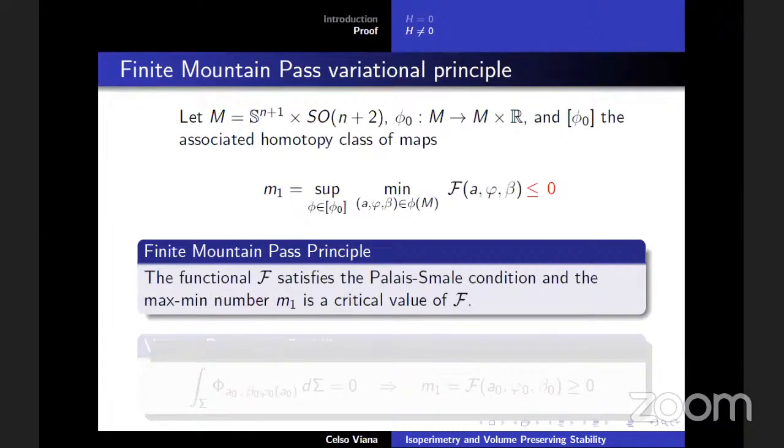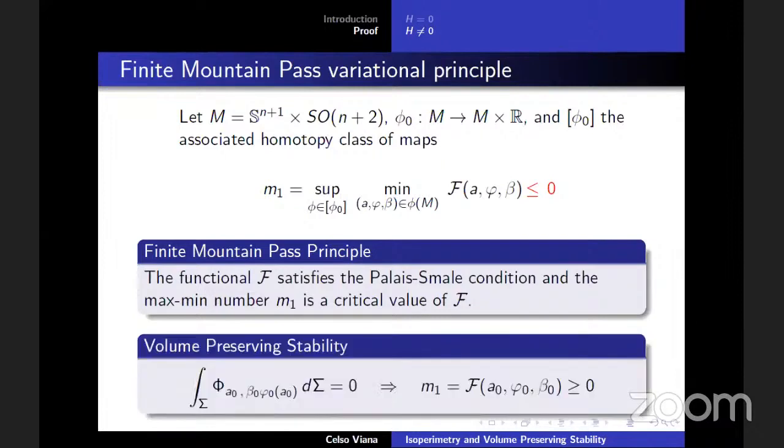Okay, and that's good because remember that we showed that if you have a critical point, then the vector field is balanced, right? And so by our assumption of volume preserving stability, that forces the quadratic form, or in other words, our functional f, to be non-negative when evaluated at that critical point, right? So M1 is greater or equal than 0. So combining these two pieces of information, we get that M1 must be 0, right?